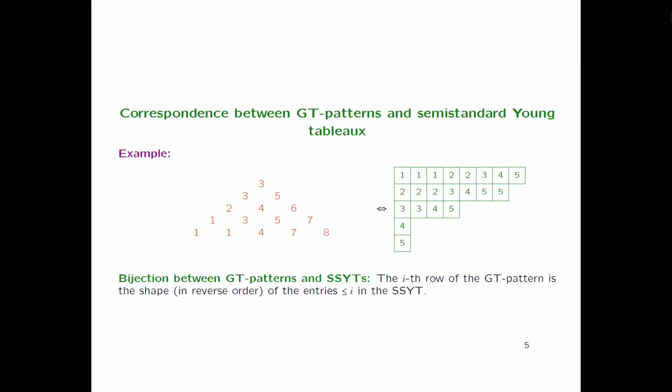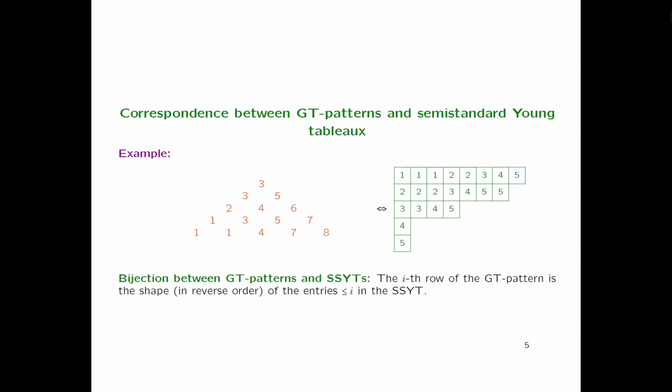So maybe you're more familiar with the combinatorial model of a Schur polynomial that uses semi-standard Young tableaux. So on the right, you see a semi-standard Young tableau. That's a filling of the shape of the Schur polynomial we want to compute, such that rows are weakly increasing and columns are strictly increasing. And here I also indicate the bijection. So actually the ith row of the Gelfand-Tsetlin pattern is the shape of the entries less than or equal to i in the semi-standard Young tableau.